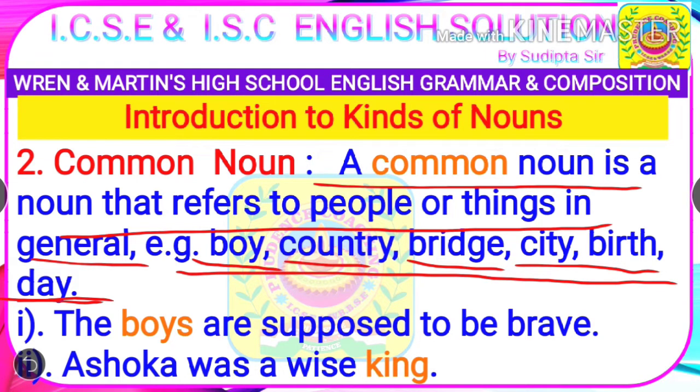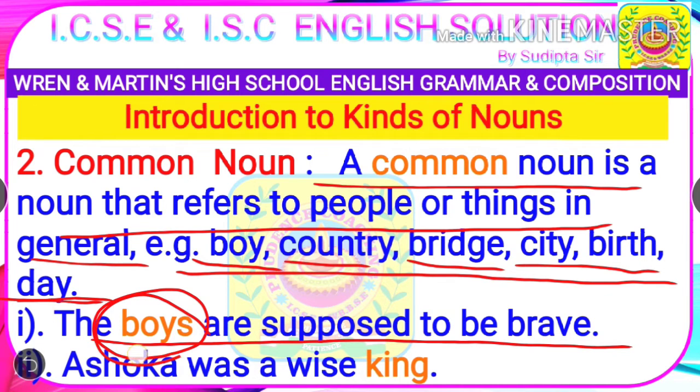In a sentence it is used such as, the boys are supposed to be brave. When I am saying boys, I am telling about the whole group of boys, all the boys present in this world. So boys denotes a total group, all the boys in this world. So that's why boys is a common noun.